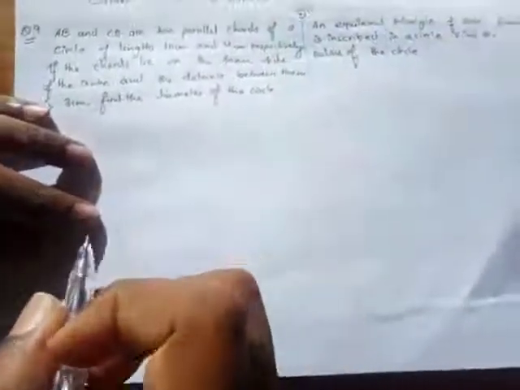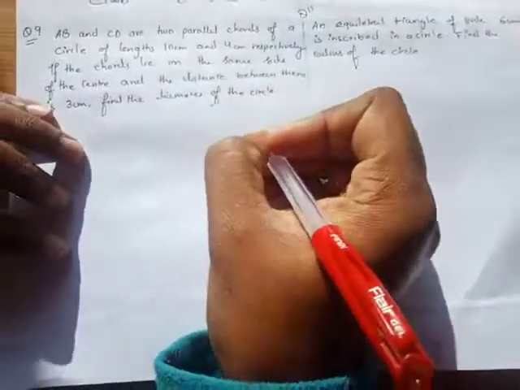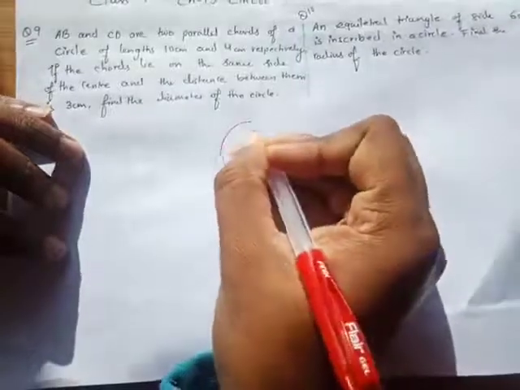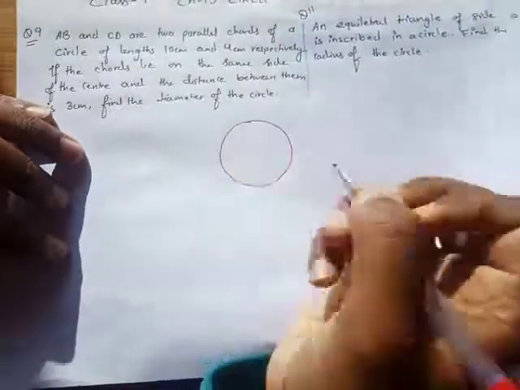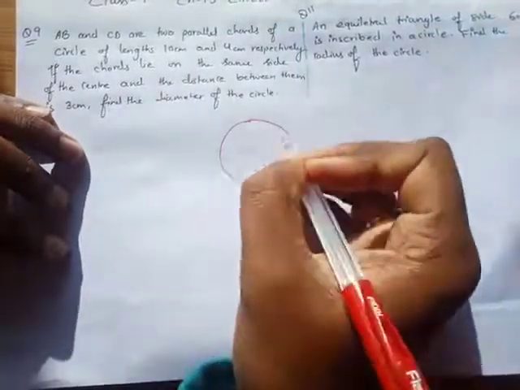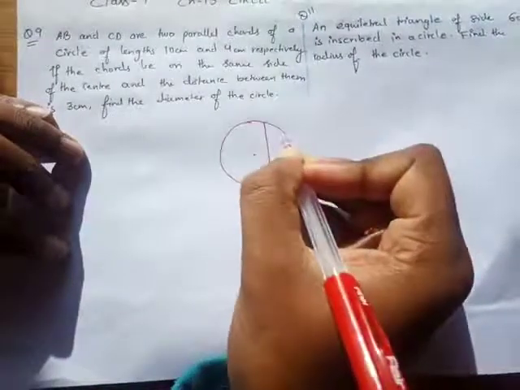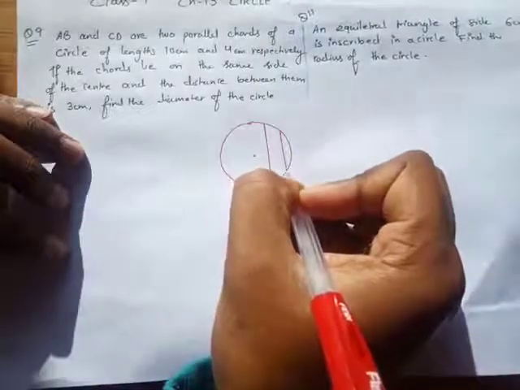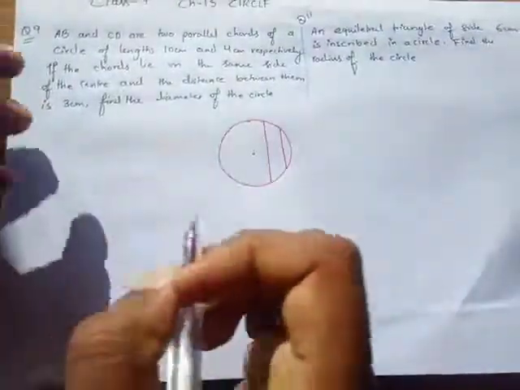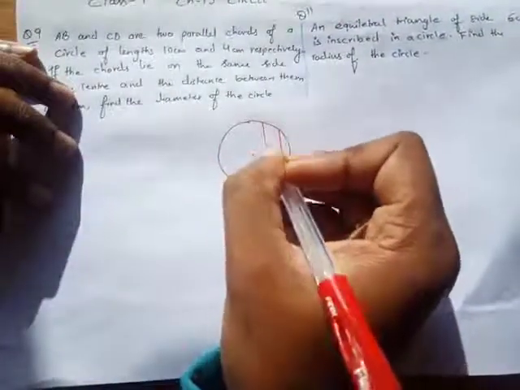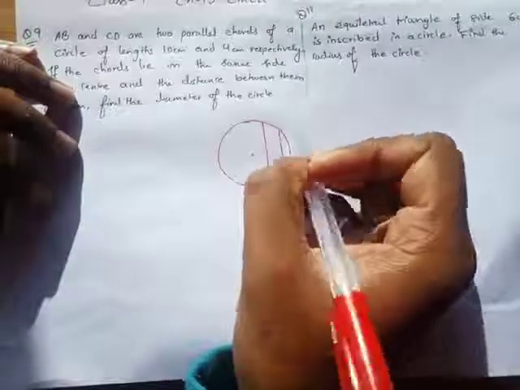So if I have a circle, this is a circle, this is the center of the circle. This is the big chord I'm drawing, and this is the smaller chord. For your information, this chord is 10 centimeter, this chord is 4 centimeter.